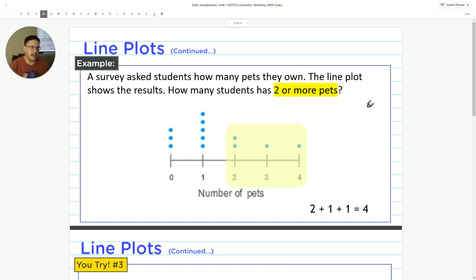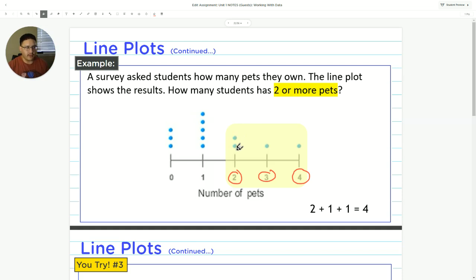So again, these problems aren't just simply asking how many have 1 pet. They're asking for a group of data, how many of those chose 2 or more pets. So 2 or more means that they would choose 2, 3, or 4. Okay, we'll look at that section to determine how many have 2 or more pets.